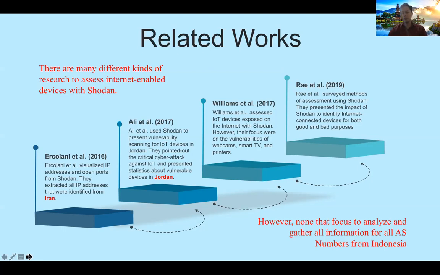In the same year, Williams et al. assessed IoT devices exposed on the internet with Shodan. However, their focus was on the vulnerabilities of webcams, smart TVs, and printers. In 2019, Ray et al. surveyed methods of assessment using Shodan. They presented the impact of Shodan to identify internet-connected devices for good and bad purposes. However, none focused on analyzing and gathering all information for all AS numbers from Indonesia.